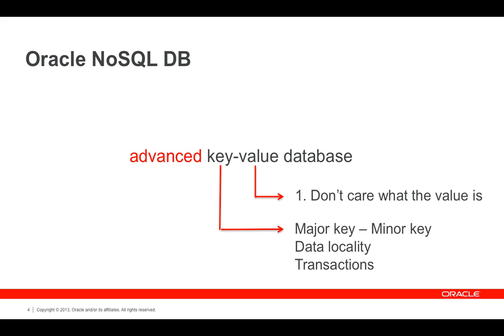So the basic key value API, you don't really care about the value, right? When you have to read or write a record, you use the key. Now in our key, the key is segmented into major and minor key, which gives you certain advantages such as data locality. We only use the major key when distributing data. And we also support transactions. So as long as the transactions are over the keys that share the same major key, it is fully supported.